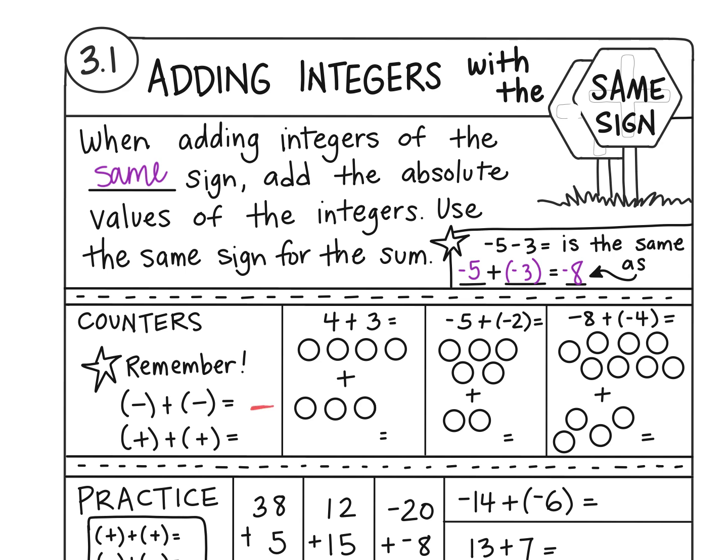But a positive and a positive will equal a positive. So when I am working with these counters, I'm going to be using red and yellow. You can do the same or you don't have to. So if I have 4 plus 3, that's going to be represented by 4 yellow counters because it's positive 4 plus positive 3.